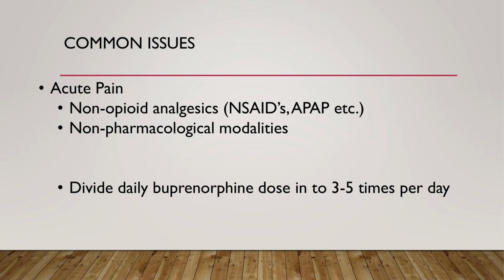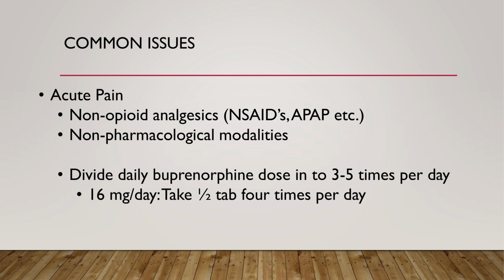So what that means is I'm not increasing the dose of buprenorphine, I'm just taking their total daily dose. Instead of taking it once a day, you're going to divide it into 2 to 3 or 3 to 5 times a day. So, for example, if they're taking 16 milligrams of buprenorphine, I may have them take 4 milligrams 4 times a day. And that's just a matter of them cutting the tablets in half or quarters, or cutting the films in half or quarters.